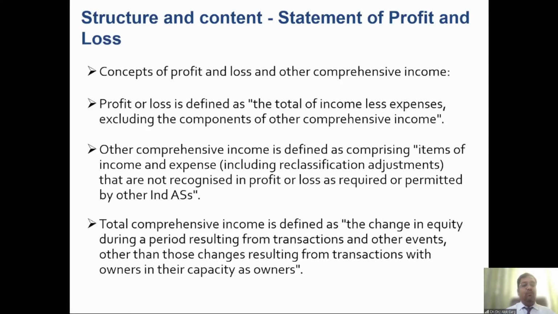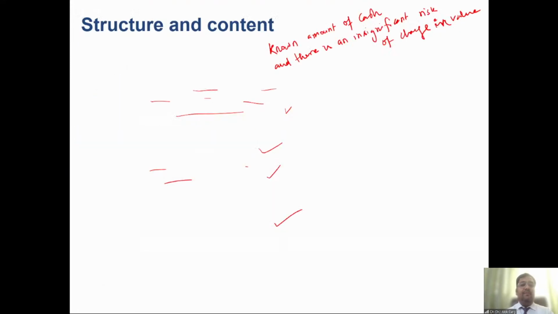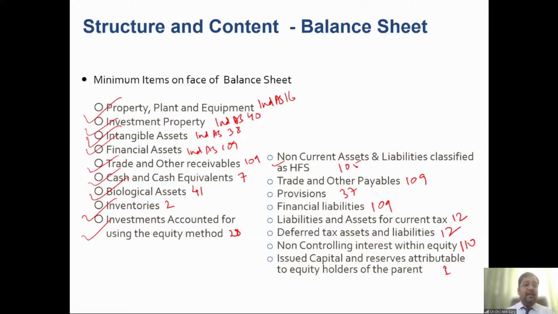So friends, let's move to the next concept of statement of profit and loss. Friends, I believe you are clear on the balance sheet. In Ind AS 1, some line items have been given on the face of the balance sheet, and you have to refer to those line items while preparing the balance sheet. These are the line items which I have shown you, right? And Ind AS 1 prescribes that the entire balance sheet line items have to be classified into current and non-current, right?